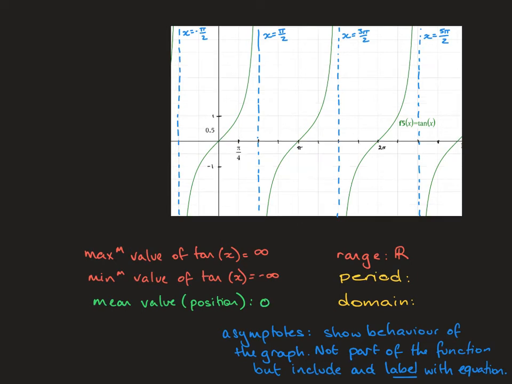And its domain is the length that it takes to repeat from one cycle.